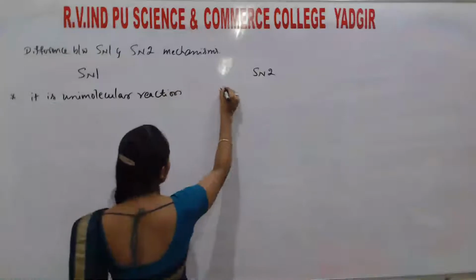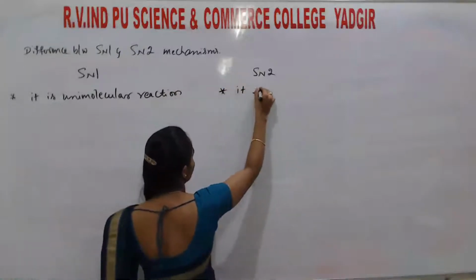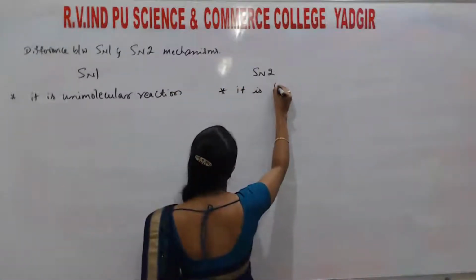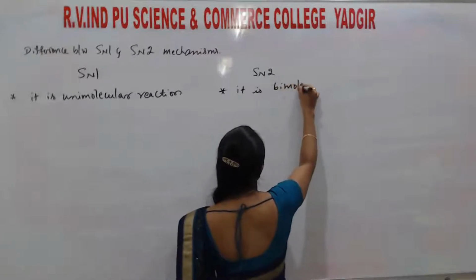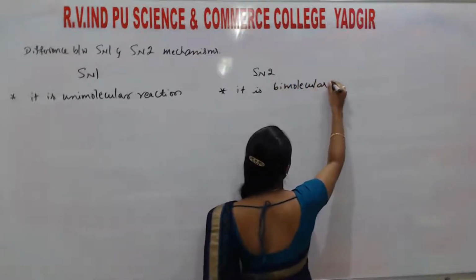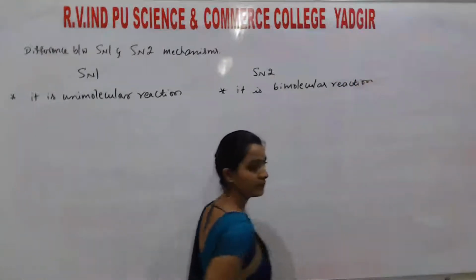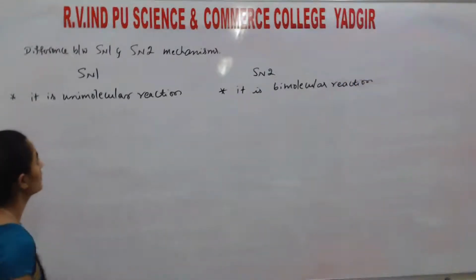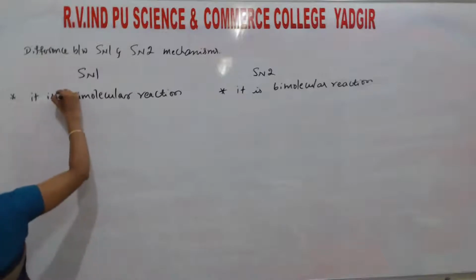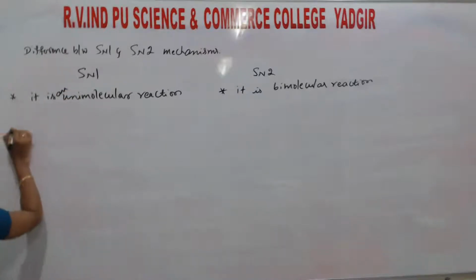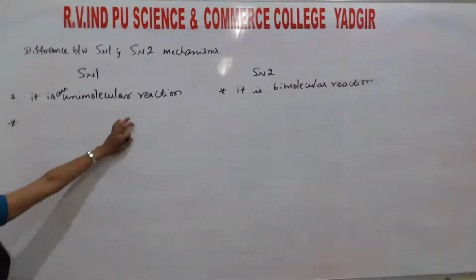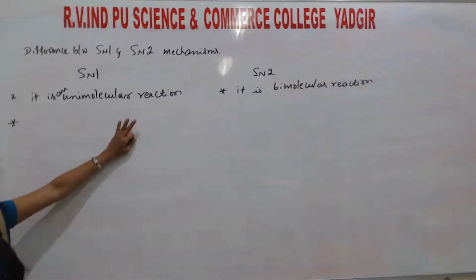SN2 means it is a bimolecular reaction. SN1 is a unimolecular reaction. SN2 is a bimolecular reaction. Okay.